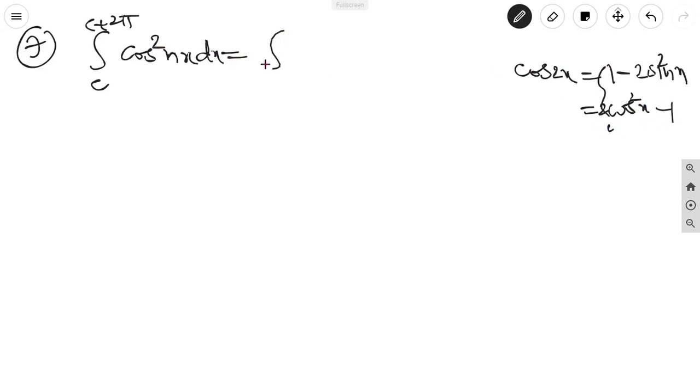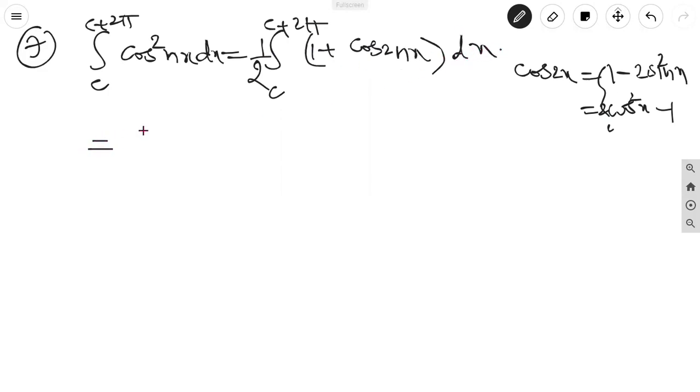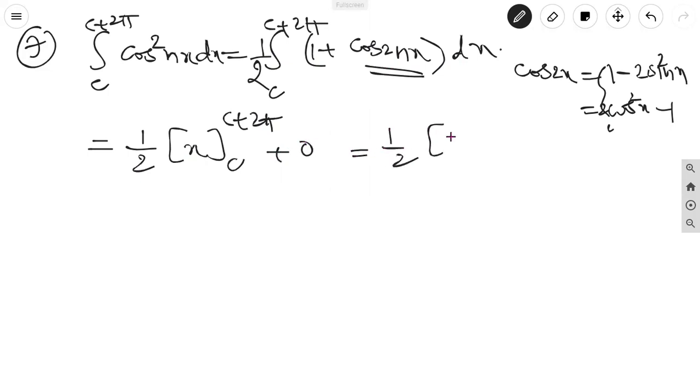From this we can write it as integral c to c plus 2 pi, 1 by 2 into 1 plus cos 2nx dx. It is equal to 1 by 2, integral of 1 dx is x, limits from c to c plus 2 pi. We know that cos 2nx integration is 0. So 1 by 2 into c plus 2 pi minus c. C cancels, the 2s cancel. What is the answer? Pi is the answer.